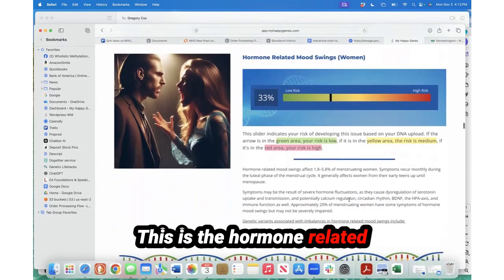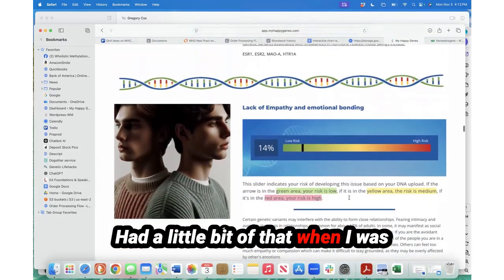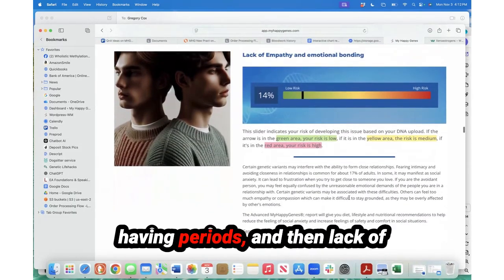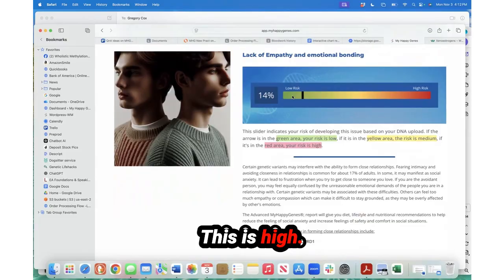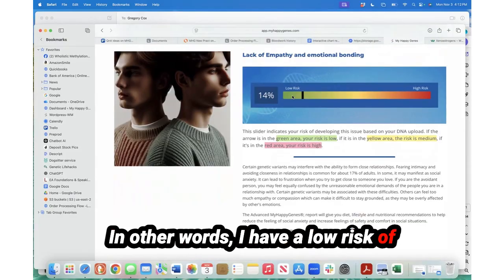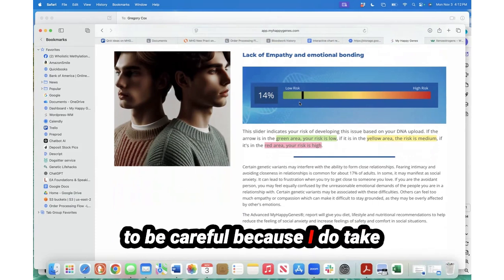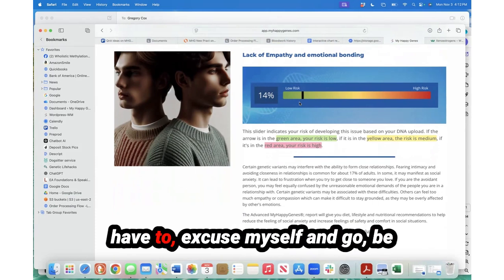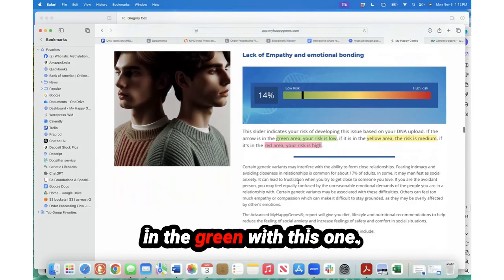This is the hormone-related mood swings for PMS, PMDD. Had a little bit of that when I was having periods. And then lack of empathy and emotional bonding. This is high. In other words, I have a low risk of lack of empathy, which means I'm very high in empathy. And I have to be careful because I do take on other people's energies and I have to excuse myself and go be alone and center myself again. And I caution people who are in the green with this one.